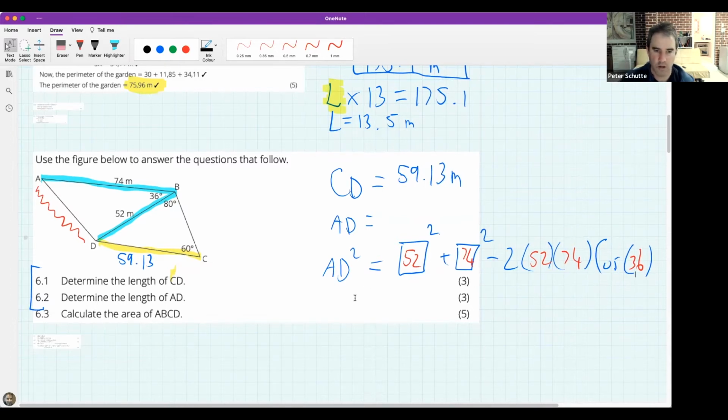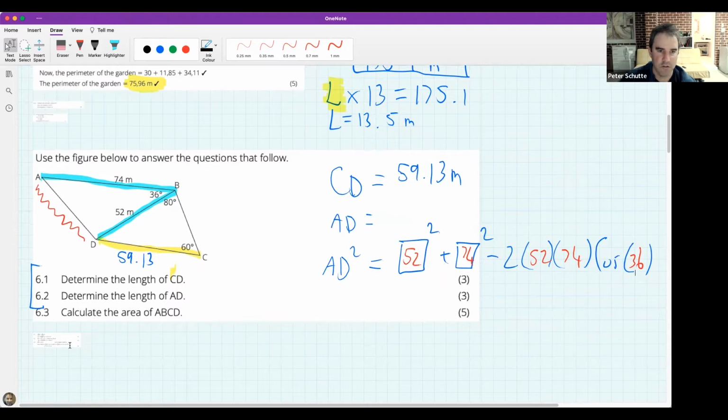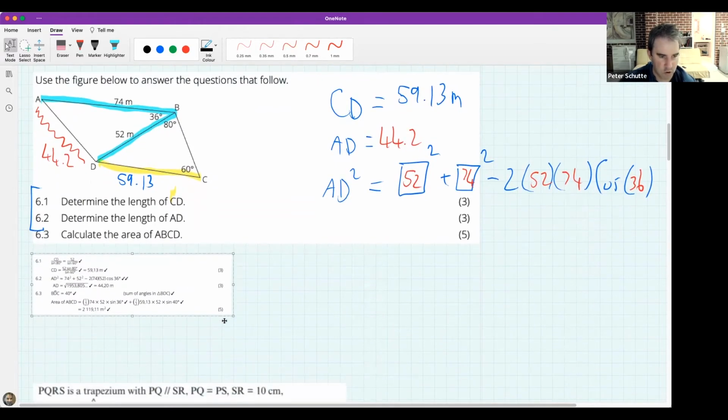So what are we getting for AD as our answer? It's okay. I'm going to show you the answer in a moment for the whole question, and then you can check where you went wrong there. Because, let me just quickly, 59.13. You probably just made a little error there. Okay, so what we find with AD is we get 44.2. So this is 44.2.